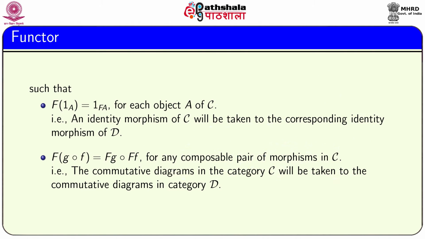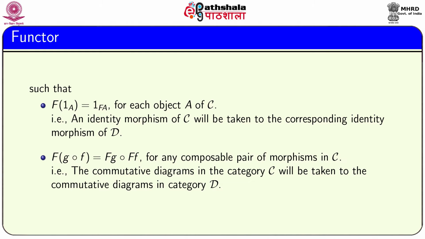The first one is F of 1_A is 1 of F(A) for each object A of C. Here 1_A stands for the identity morphism from A to A in the category C, and 1_F(A) stands for the identity morphism from F(A) to F(A) in the category D. So, in the first condition, actually we are asking for the identity morphism of C to be carried by the rule F to the corresponding identity morphism of D.